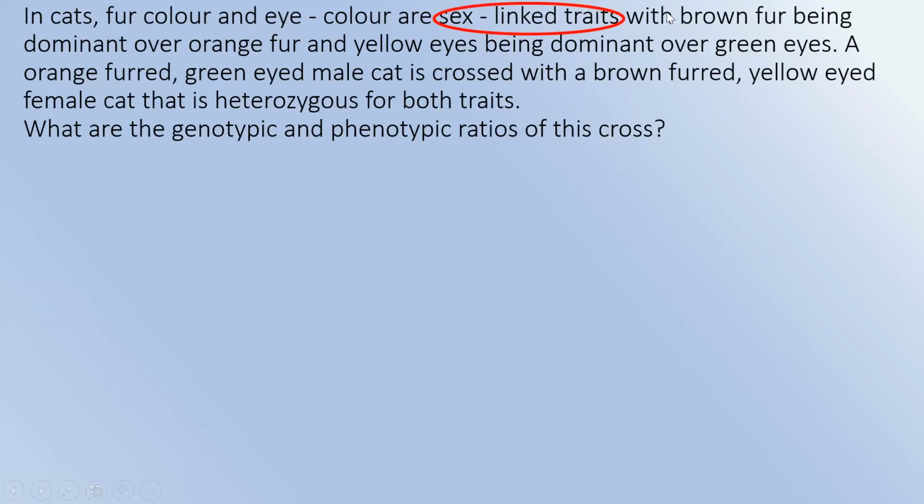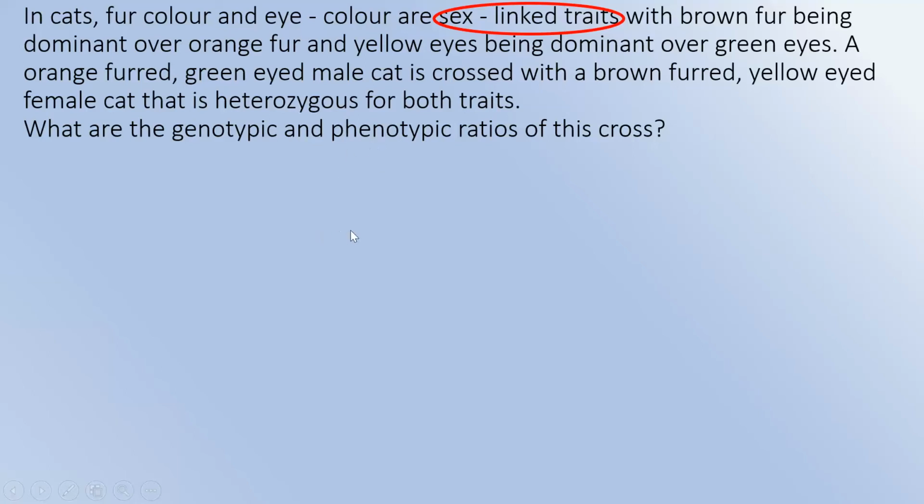Then it says that brown fur is dominant over orange fur, and yellow eyes are dominant over green eyes. Okay, so that's all very important. Right off the bat, we can set our alleles, but let's keep reading through this one time. An orange-furred, green-eyed male cat is crossed with a brown-furred, yellow-eyed female cat that is heterozygous for both traits. What are the genotypic and phenotypic ratios of this cross?